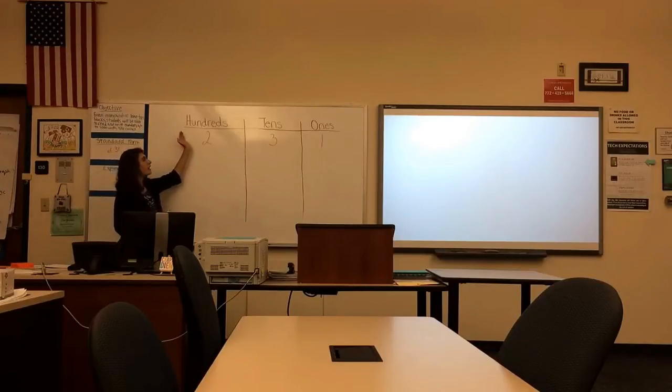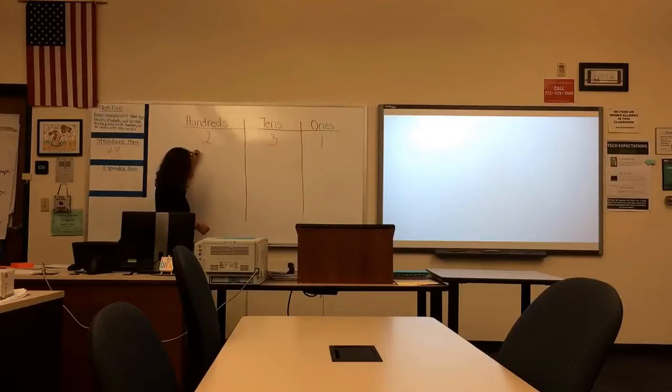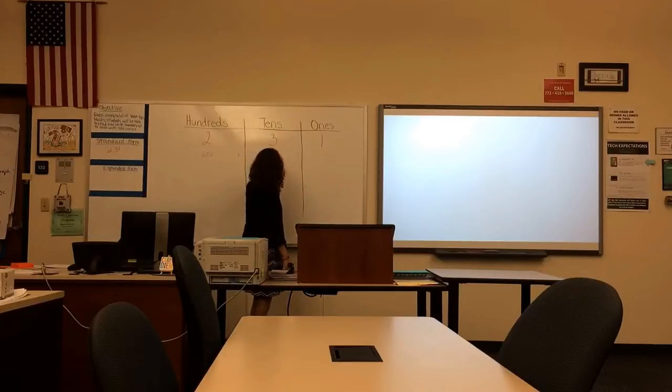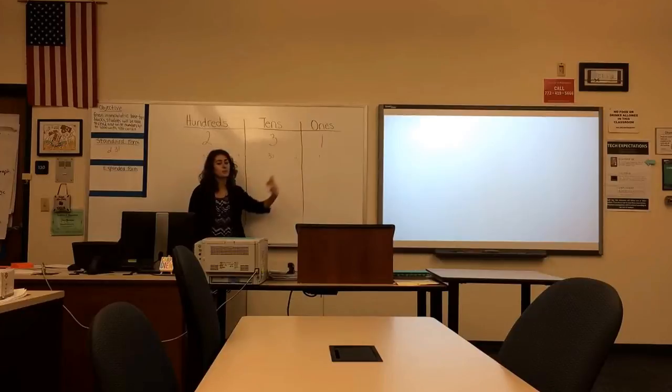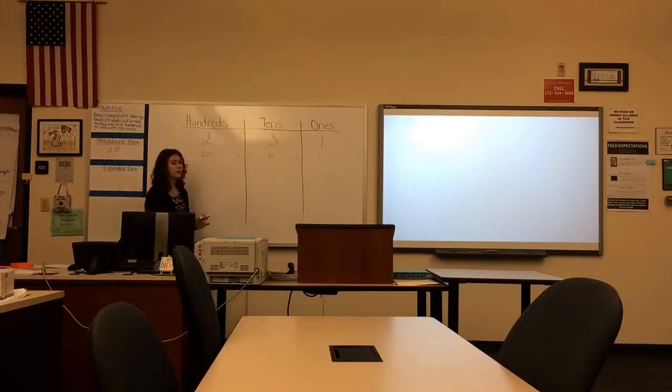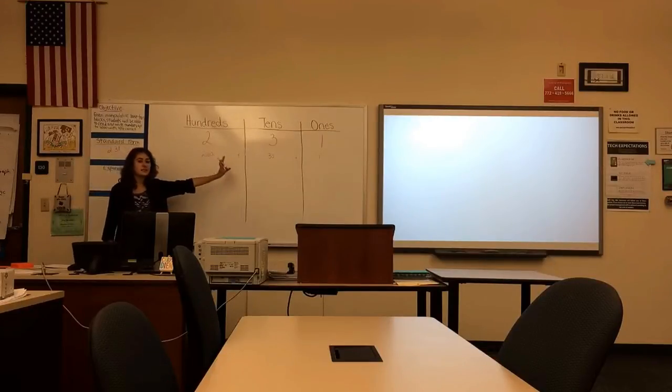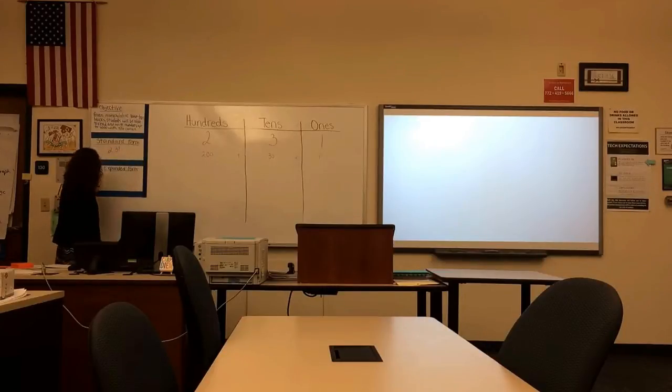So I have to ask myself, what does the 2 represent when it's in the hundreds column? How many hundreds are there? 2 100s, so 200. Plus, how many tens do we have? What does 3 represent? It represents 30. Plus, how many ones do we have? 1. So 200 plus 30 plus 1 is also called expanded form because we broke it down into 100s, into 10s, and into 1s. So it would look something like this.